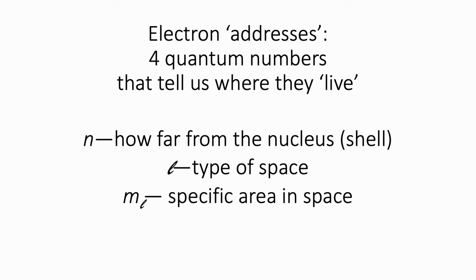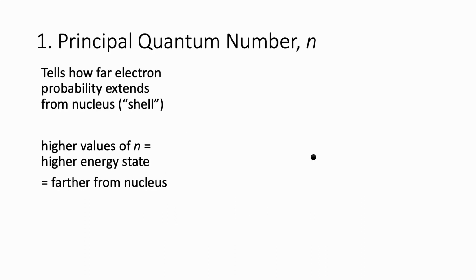Within that type of space, we can then say which specific part of those types of space it's in, and then finally, which direction the electron spins. That seems like a weird thing for an address, but it actually ends up making a big difference for electrons. All right, so let's go through each of those in detail.